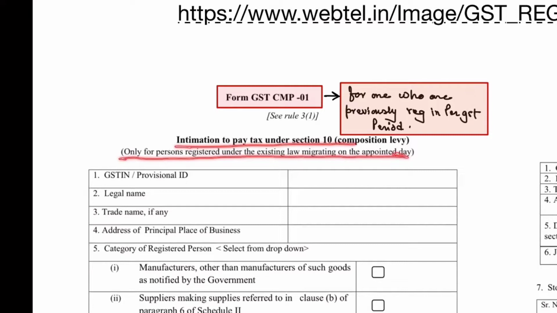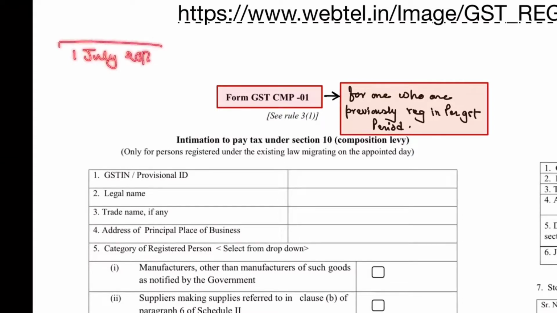Appointed date, appointed day. I think everyone is well aware of this word. What is the appointed day? Whenever something changes, meaning on 1st July 2017, GST came out. So there must have been some appointed date. I am also not aware of that. What date was it? Okay, but there had been some appointed date that was fixed by the law itself. So on that day, the ones who were registered in the pre-GST period can move on to composition scheme in form GST CMP 01.